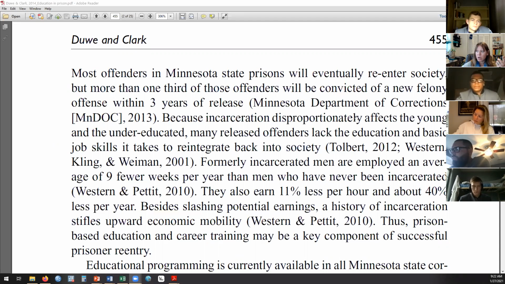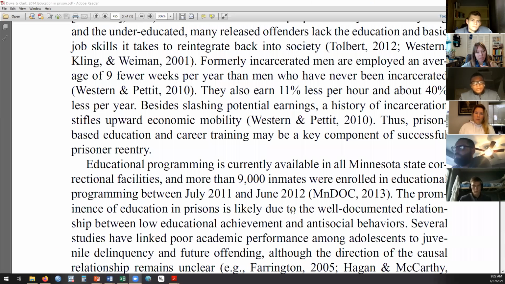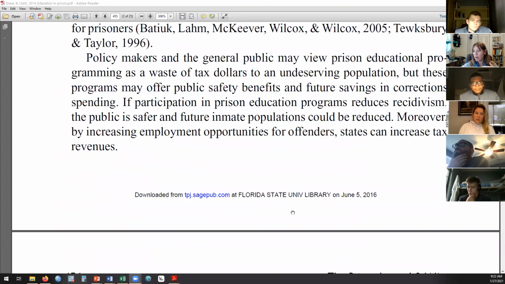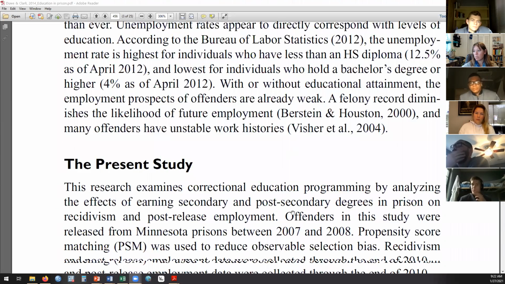So look right here, incarceration disproportionately affects young men. Formerly incarcerated men don't have as many jobs as those that aren't incarcerated. They earn less than people that haven't been incarcerated. So these are the statement of the problem, right? People that have been incarcerated can't find jobs and don't make as much money, right? Then we've got a little bit of intro information about education in prison in Minnesota, and lots more.